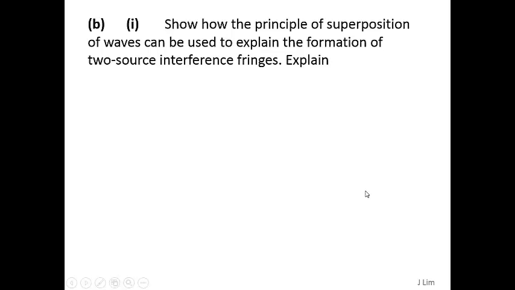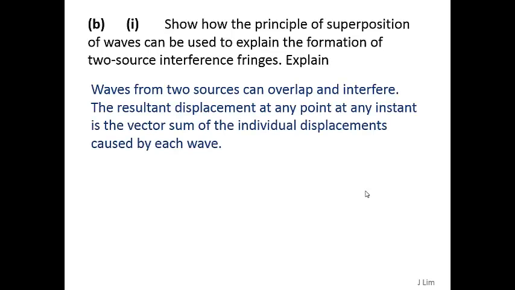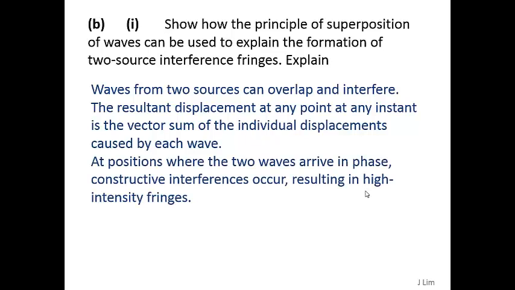Show how the principle of superposition of waves can be used to explain the formation of two source interference fringes. Explain. Waves from two sources can overlap and interfere. The resultant displacement at any point, at any instant, is the vector sum of the individual displacements caused by each wave. At positions where the two waves arrive in phase, constructive interference occurs, resulting in high intensity fringes.